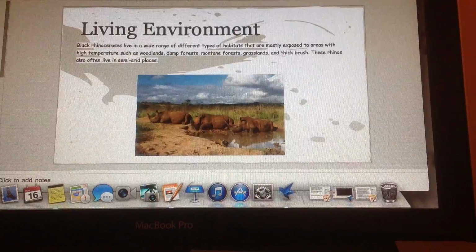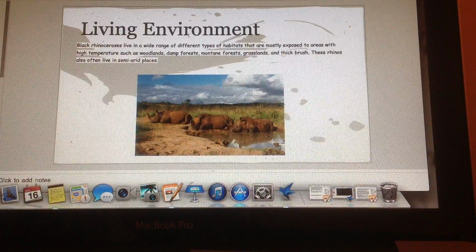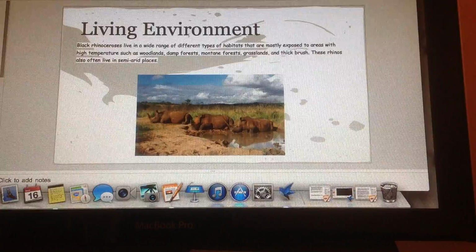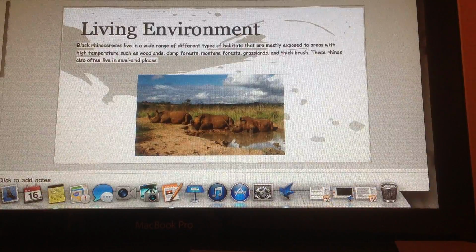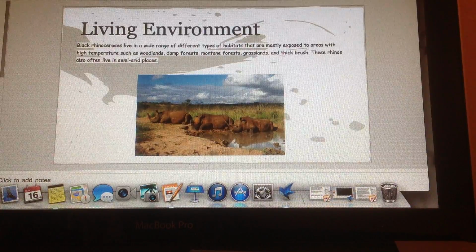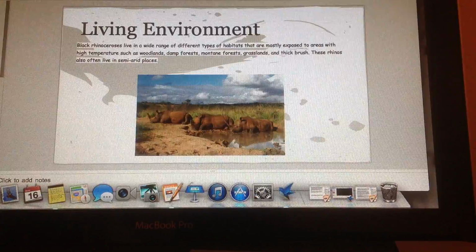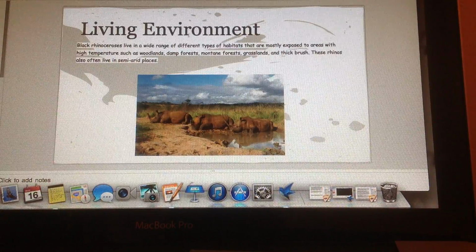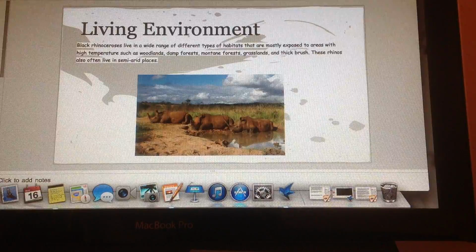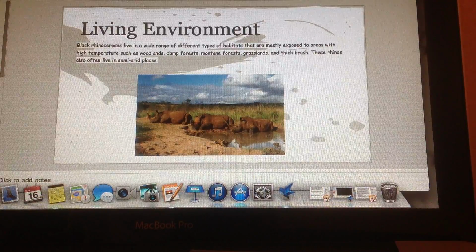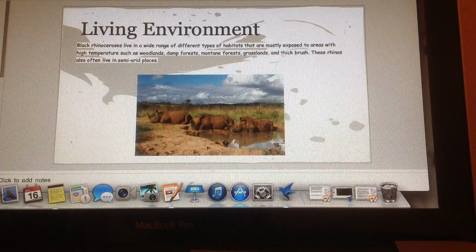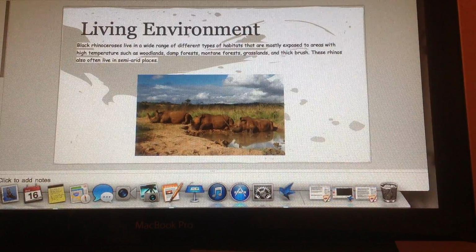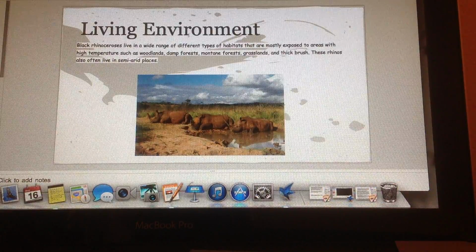Before we go any further, I need to introduce their special living environment. Rhinos live in a wide range of different types of habitats that are mostly exposed to areas with high temperatures, such as woodlands, damp forest, montane forest, grasslands, and thick bushes. These rhinos often live in semi-arid places. This puts rhinos at risk of overheating under the hot tropical sun.